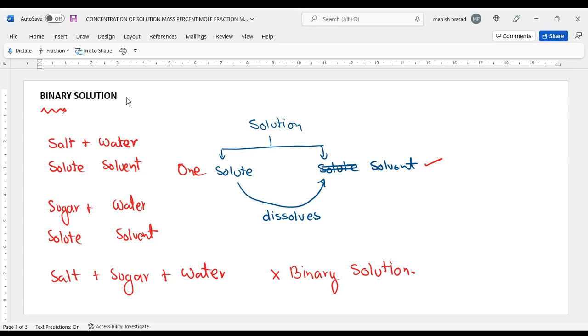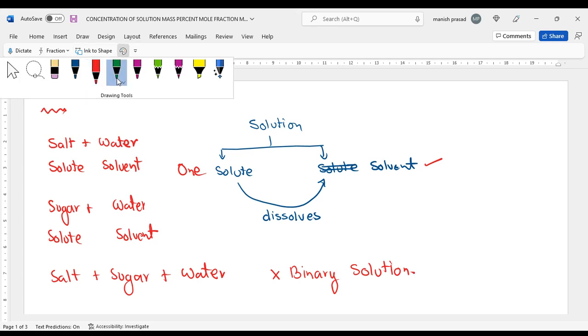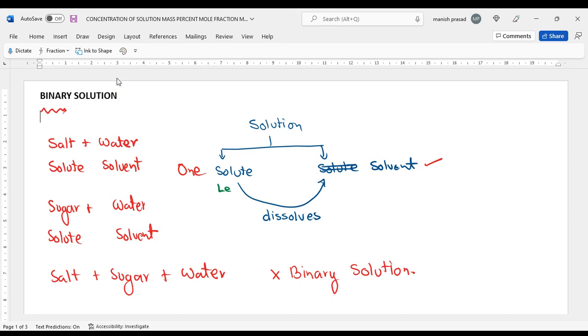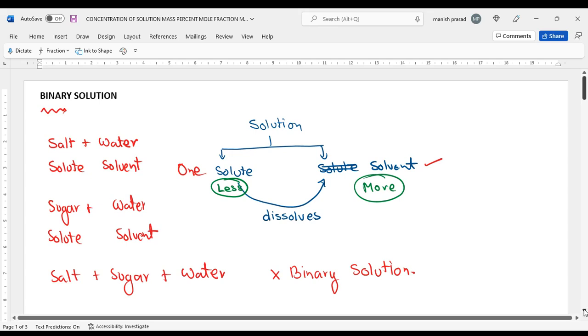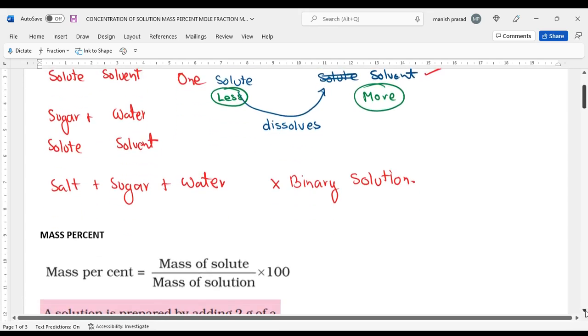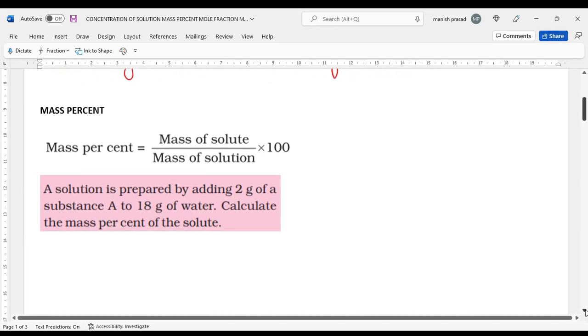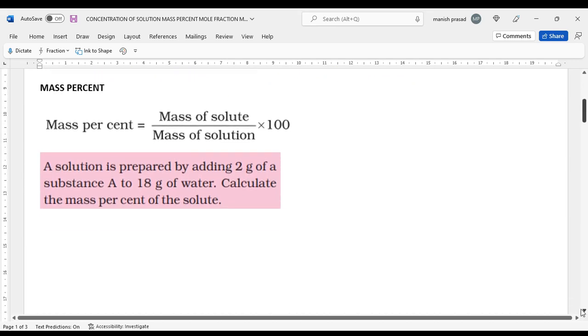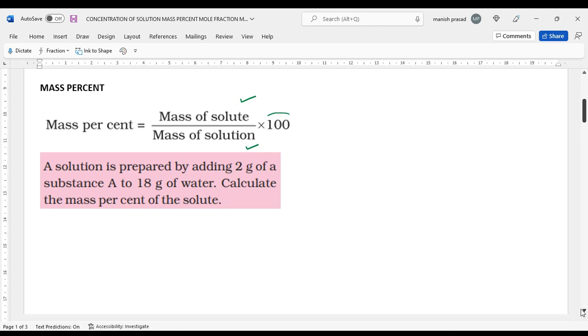Another way to look at solute and solvent is the one that is present in less quantity is a solute, and the one that is present in more quantity is a solvent. Then let's come to the next one, mass percent. What is mass percent? Mass of the solute divided by mass of the solution into 100.